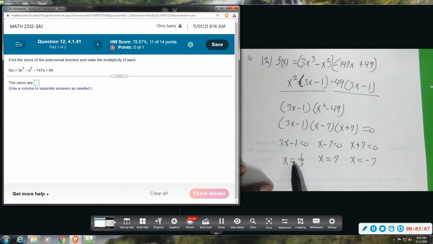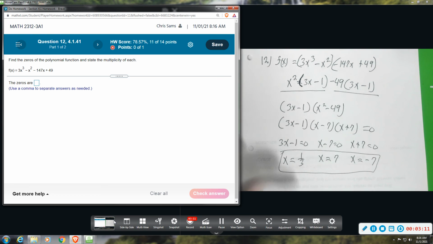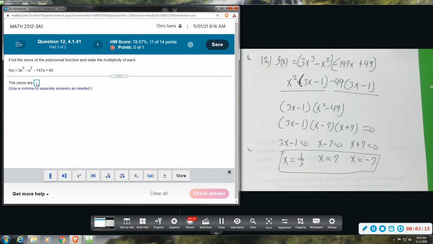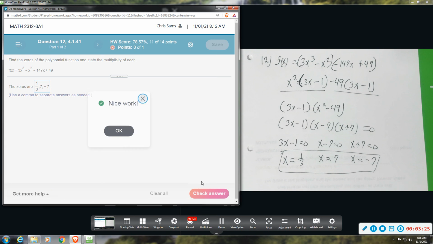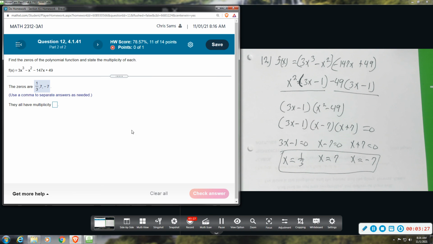Third power, we got 3 zeros. So this looks okay. The zeros are 1/3, 7, and negative 7. Each of these have a multiplicity of 1. They only occur one time. So we'll say multiplicity 1.